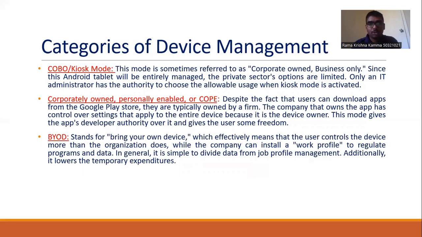Next is corporately owned, personally enabled, or COPE. I mean to say that here, although the user can download apps from the Google Play Store, the device is typically owned by the firm. The company that owns the app has control over the settings of the app. The entire device has its own device owner. This mode gives the app developer more control and gives the remote user some freedom. Here is an example: if we have developed an app, we can have some other control to change it.